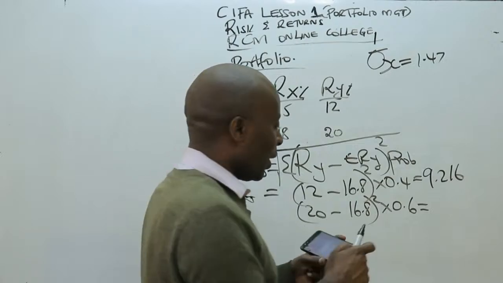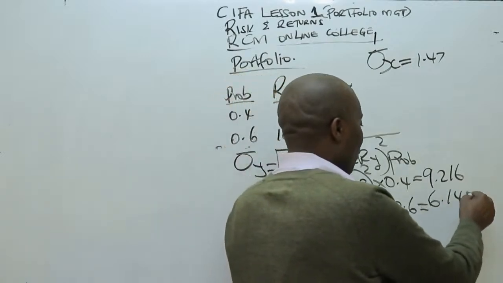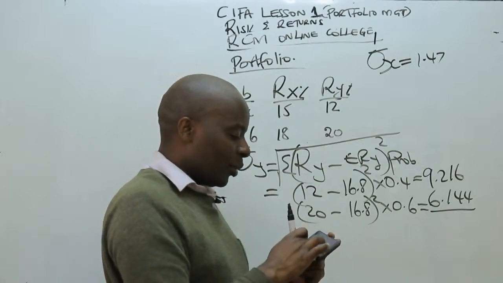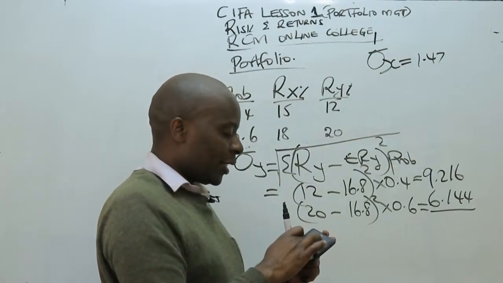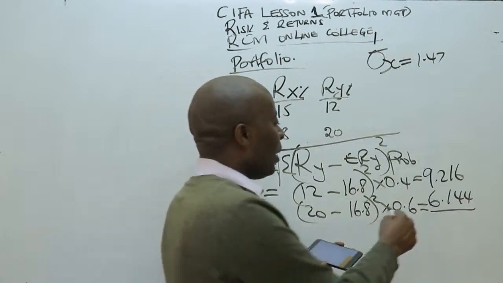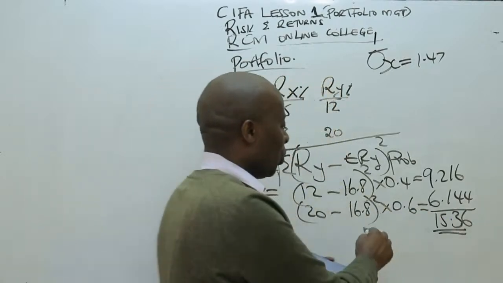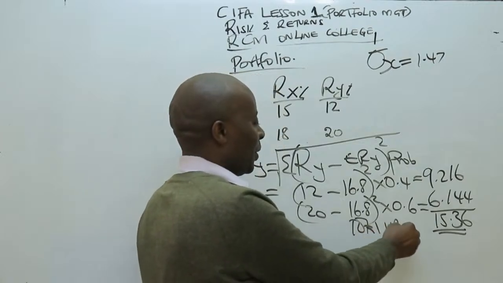At the end of the day, we'll get 6.144. So please come and add everything there, plus 9.216 equals, I'm able to see 15.36, ladies and gentlemen. That is our total variance.